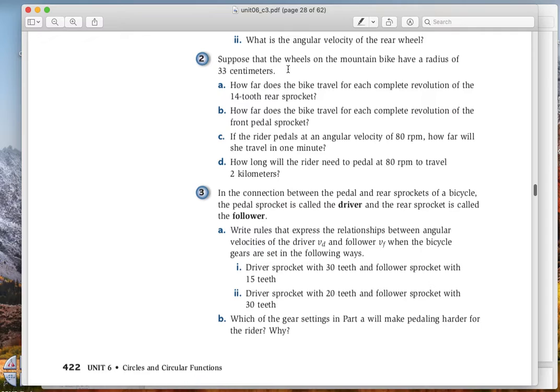Number 2, suppose that the wheels on the mountain bike have a radius of 33 centimeters. Now, if we know that the radius is 33 centimeters, we can use that to calculate the circumference. And we definitely need the circumference because if we're trying to measure linear velocity, which we will eventually, we need to know the circumference of the circle, which is the distance around a circle. So if we know the circumference of a wheel, that'll tell us how far we go with one revolution of the wheel, if that makes sense.